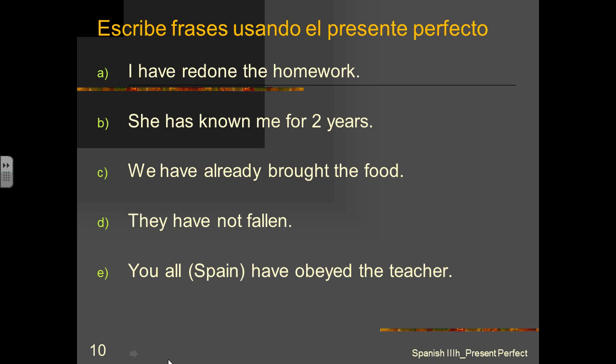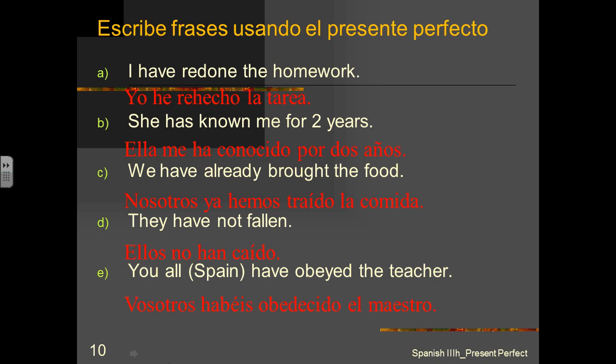Okay, you're back. Okay, las respuestas. Yo he rehecho la tarea. Ella me ha conocido por 2 años. Nosotros ya hemos traído la comida. Ellos no han caído. Vosotros habéis obedecido al maestro, or if you had la maestra, or el profesor o la profesora.